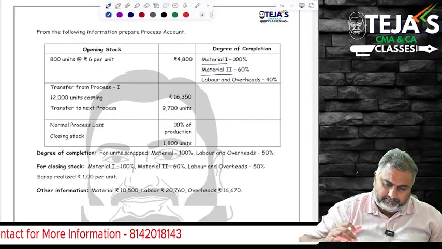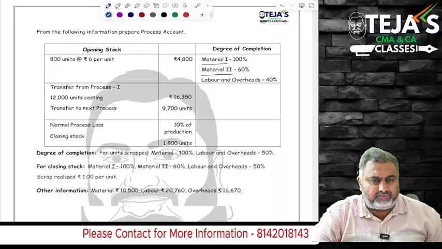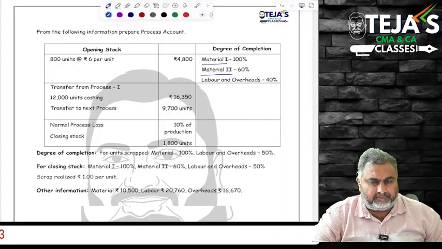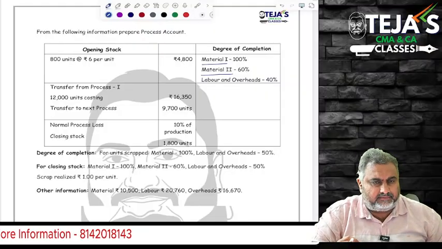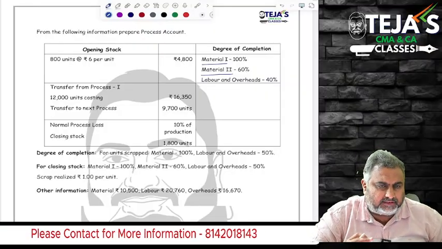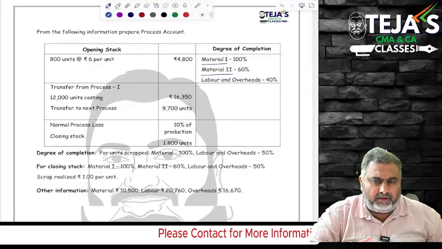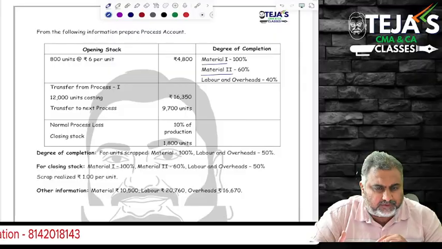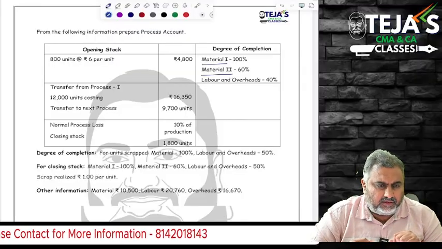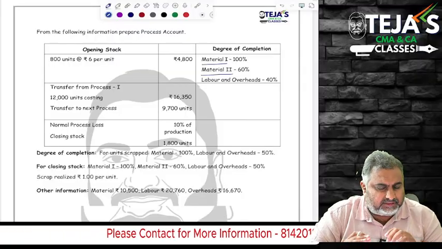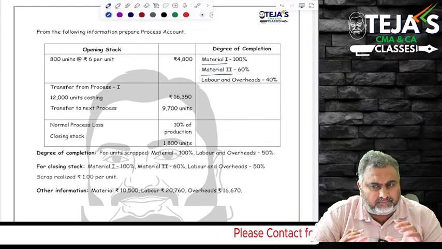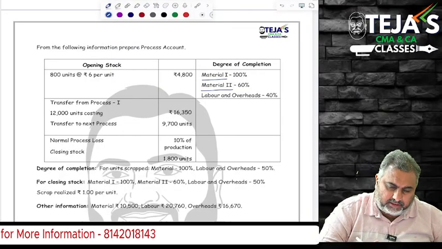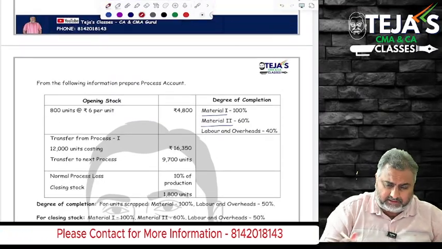Sir, what is meant by equivalent production first? It means as on the date, how many units are completed, how many units are 100% completed and transferred to the next process. To find out these things, we started the equivalent production part. So from the equivalent production point of view, how will we calculate the concerned things?